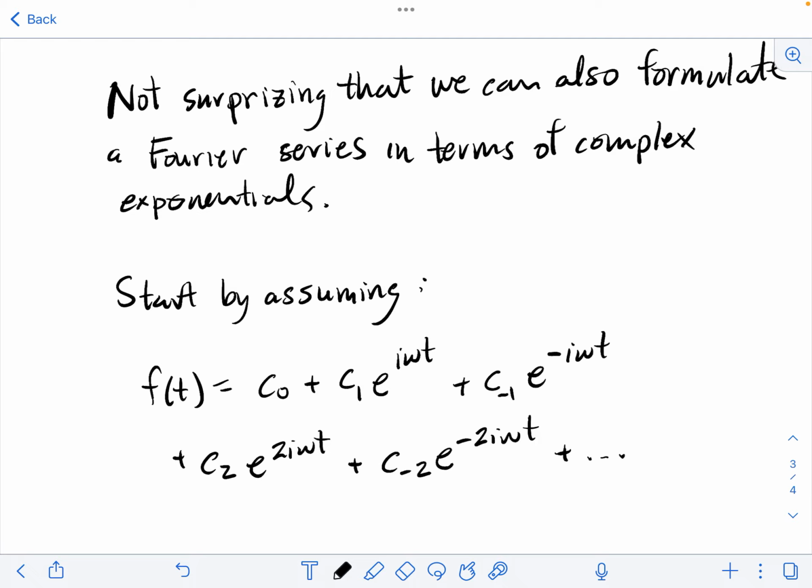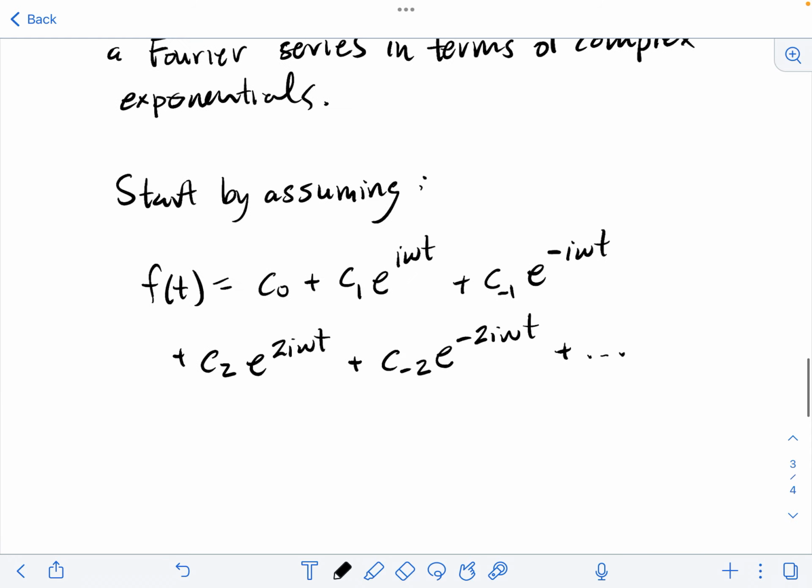Okay, so in general, this could be expressed as the sum from n equals minus infinity to plus infinity of c_n e^(i n omega t). This works for n equals 0 as well, because then you just get c_0 e^0, which is just c_0. So we still get our constant c_0 coefficient as well.